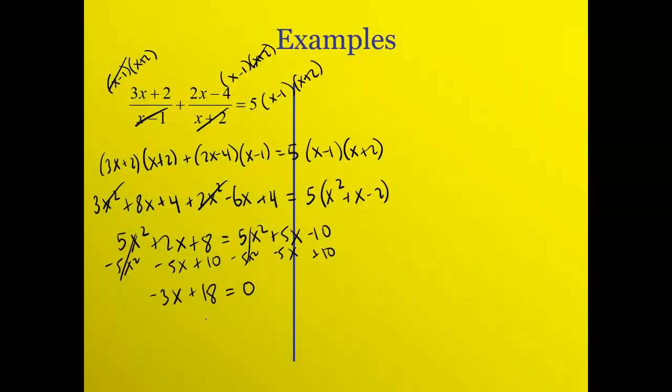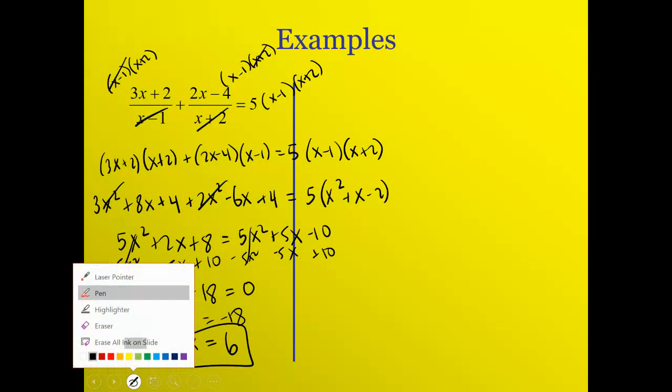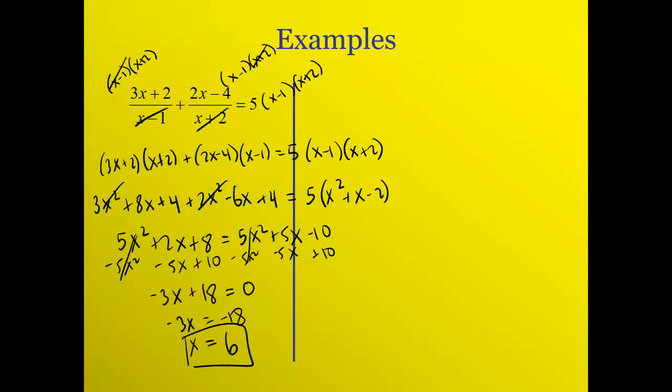I could sit here and factor, but that's a little silly. I'm going to actually subtract 18 and then divide by negative 3. And that gives me 6. And let's see, I know what I forgot to do. I didn't actually say what I was eliminating to begin with. So x minus 1 cannot equal 0, and x plus 2 cannot equal 0. So x cannot equal 1 or negative 2. So this one's fine, right? I checked it. It works.